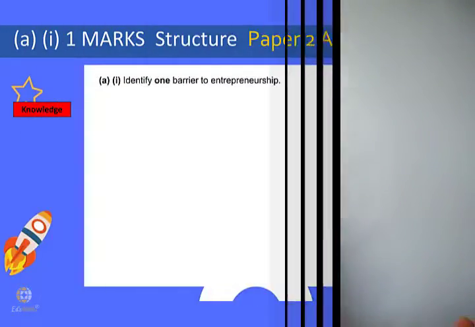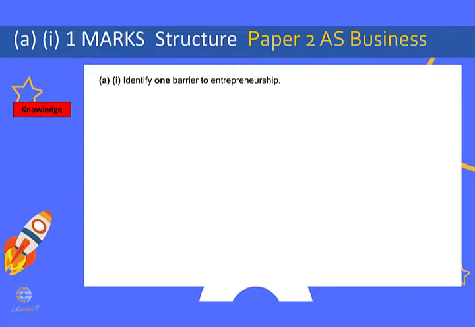You've got 1.5 minutes per mark, so spend just 90 seconds on A part 1. We just need one knowledge point, so that is identifying one barrier to entrepreneurship. First one that springs to mind is not enough money, or in business terms, access to finance to start the enterprise.